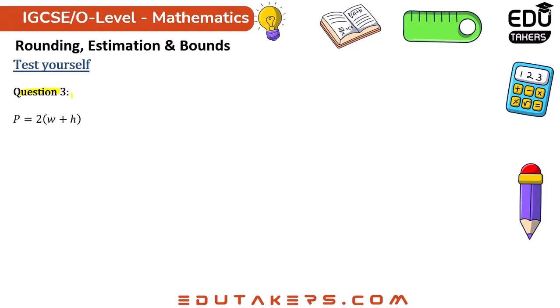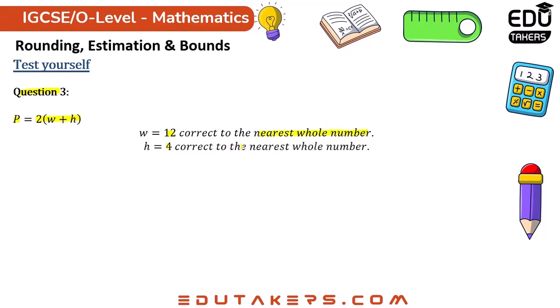Next is question number 3. P equals 2 into W plus H. W equals 12, correct to the nearest whole number. H equals 4, correct to the nearest whole number. Work out the upper bound for the value of P. It's a 2-mark question.